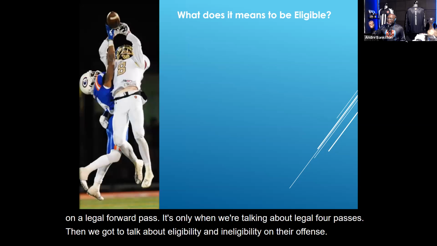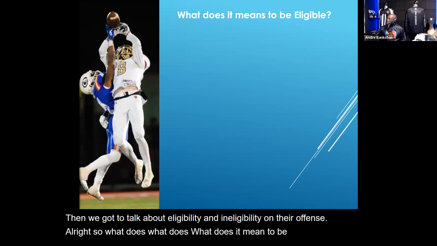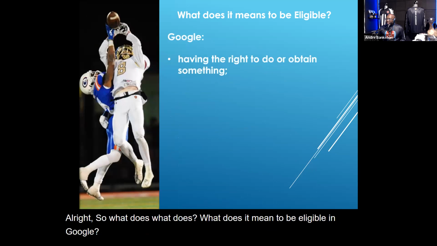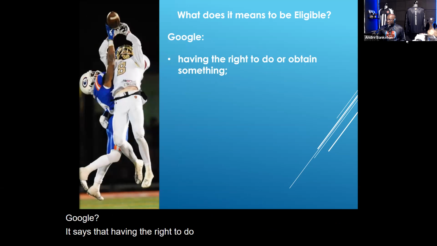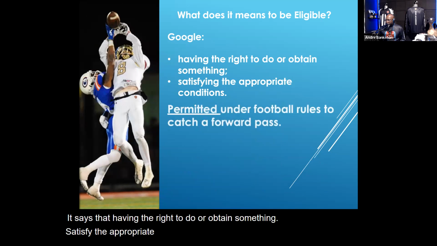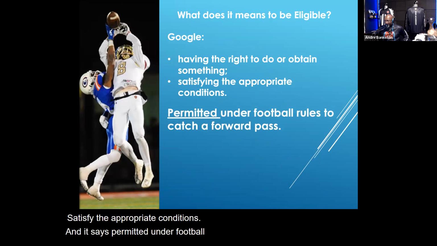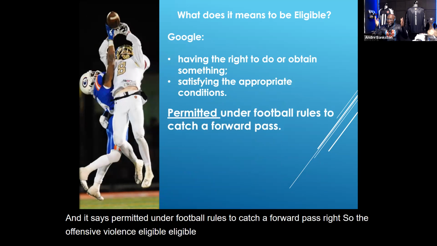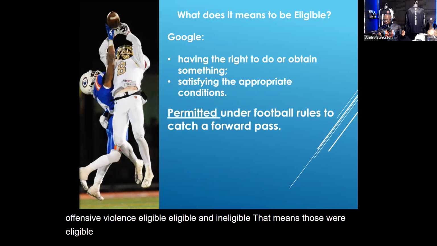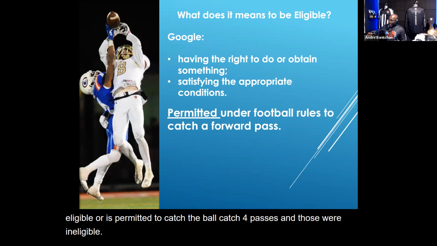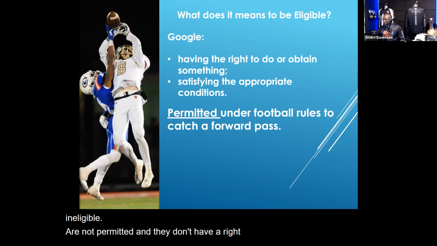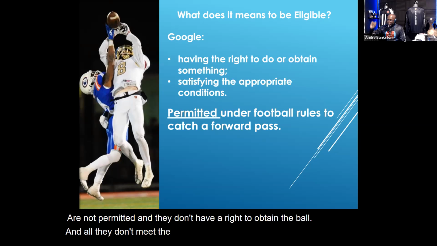All right. So what does it mean to be eligible? In Google, it says having the right to do or obtain something, satisfying the appropriate conditions, and permitted under football rules to catch a forward pass. All right. So the offense is divided into eligible and ineligible. That means those who are eligible are permitted to catch a forward pass, and those who are ineligible are not permitted, and they don't have a right to obtain the ball, or they don't meet the appropriate conditions to be eligible.